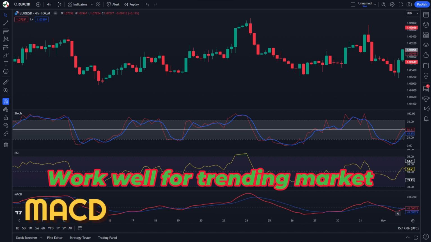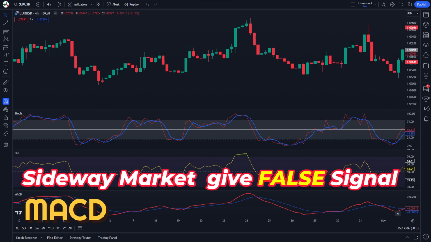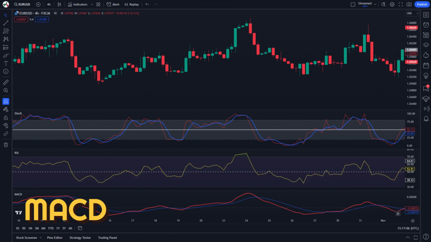However, this only works in trending markets. When the market is moving sideways, the MACD often gives false signals. For the set of combination tools, we are not looking at the MACD crossovers. Instead, it is a third layer of confirmation to ensure the momentum of the market is on our side.